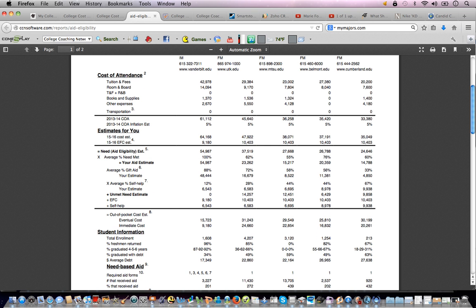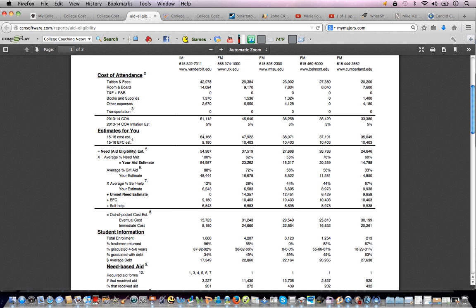Let's go further. If you look here, what's the percentage of freshmen that return? 96% of their freshmen return at Vanderbilt. 85% of their freshmen return. That means 15% of their freshmen either flunk out or don't come back. Only 4% of their freshmen flunk out or don't come back.